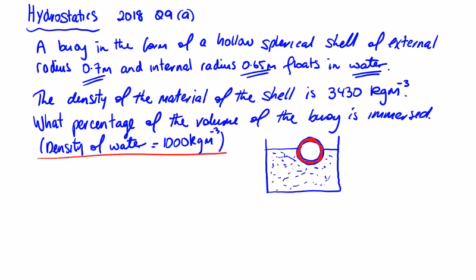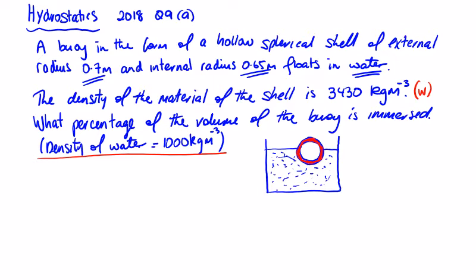So we're dealing with buoyancy with the liquid. We're dealing with weight with the solid object. The density of the material of the shell is 3430 kilograms per meter cubed. So we're dealing with weight with the density of the material of the shell. And what percentage of the volume of the buoy is immersed.